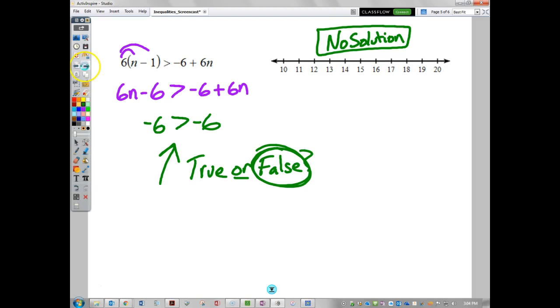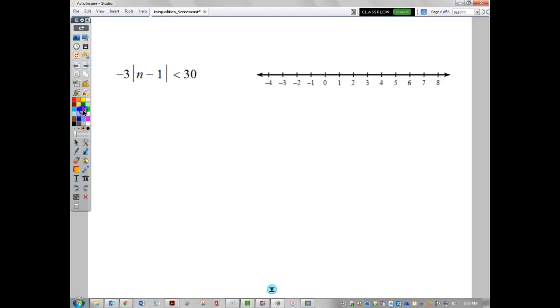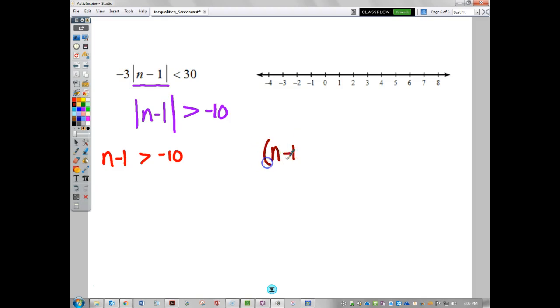All right. One more. It's absolute value. Absolute value expressions must be isolated first, so I'm going to divide by negative 3. And I'm left with the absolute value of n minus 1 is greater than, just greater than negative 10. So it's isolated. Here's where we would write two inequalities. The first one the same, but no bars. The second one the same, but left side negative.